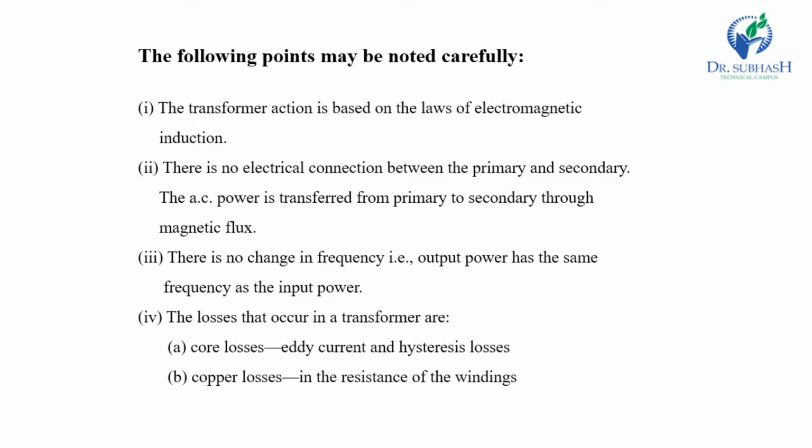There is no electrical connection between the primary and secondary winding, and the AC power is transferred from primary to secondary through a magnetic flux. So in the figure we see that when we connect a source to the primary side, current will flow in the number of turns, and these turns will produce magnetic flux, and this flux will flow through the secondary, and then an EMF will be induced in it, and there is no actual connection between them.